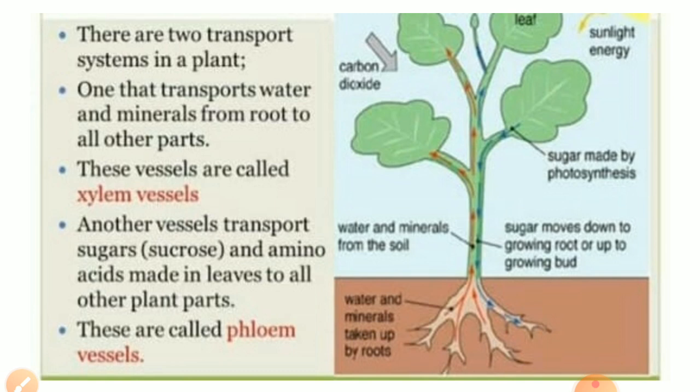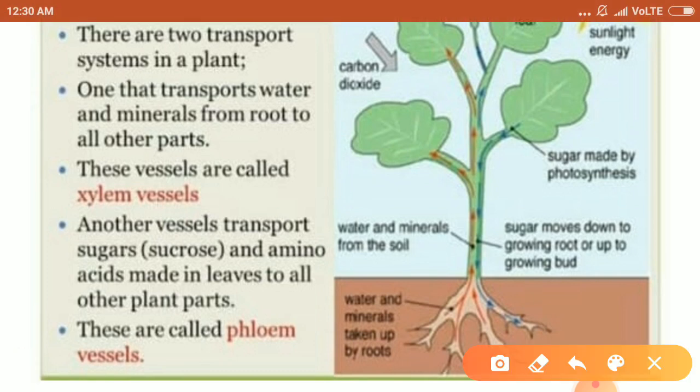Two types of transportation systems are there in plants, which occur with the help of xylem and phloem. In plants, the water and minerals are absorbed mainly from the soil and then transported upward through a specific tissue system called xylem. Similarly, the organic food which is synthesized in green leaves and the hormones which are synthesized in the stems and root tips are transported through a special tissue called phloem.